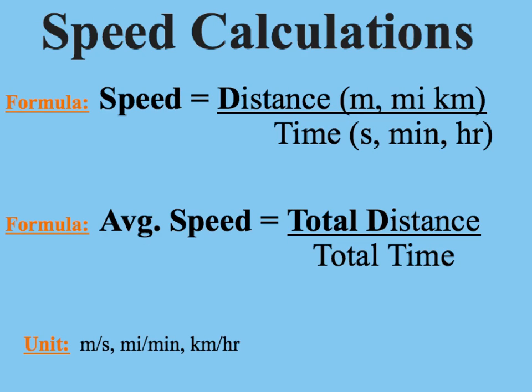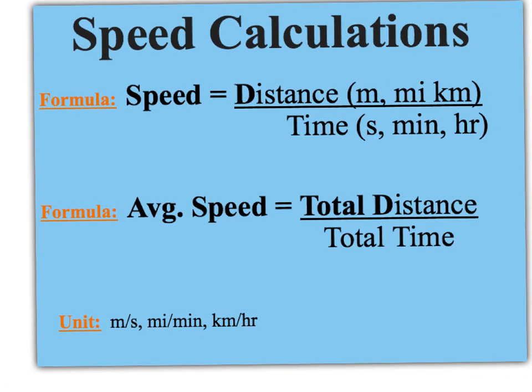Let's take a look at today's topic, which is speed calculations. In order to calculate speed, how fast something is going, you need two things. You need the distance of the object and the time. So the formula for speed is the distance divided by the time.